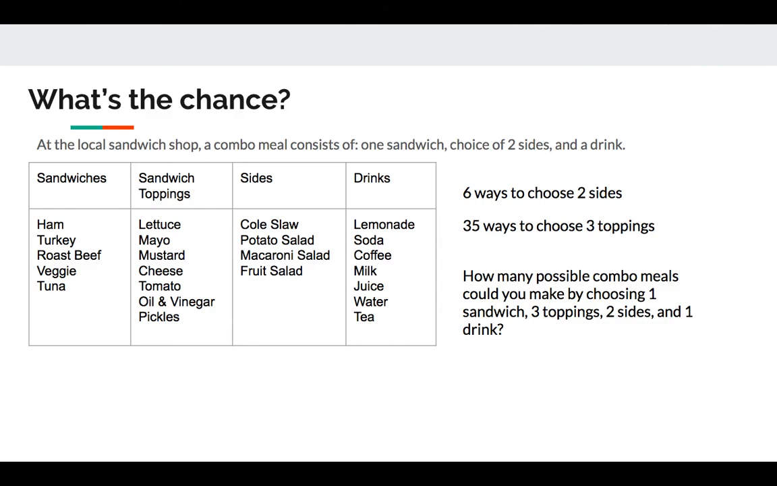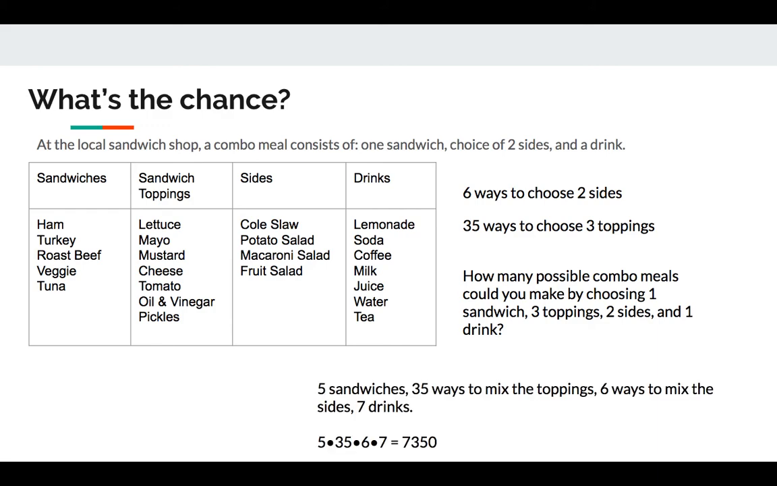All right, so now how many possible combo meals could you make? By picking a sandwich, picking a 3-topping combination, picking a 2-side combination, and picking a drink. Let's see. 5 sandwiches, 35 ways to mix the toppings, 6 ways to mix the sides, and 7 possibilities for drinks. This is a basic counting principle. 5 times 35 times 6 times 7. There are 7,350 different combo meals you could make.